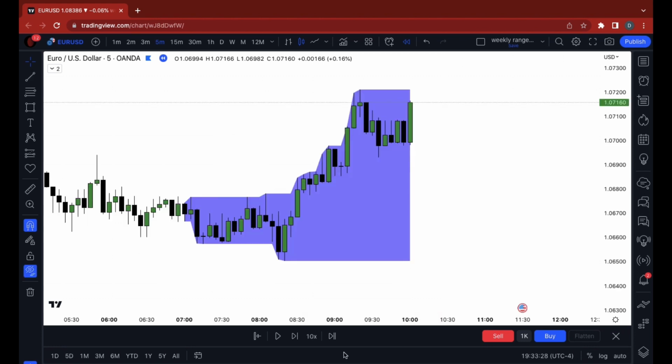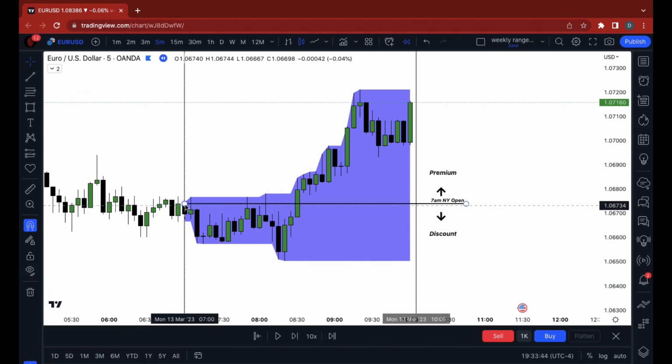For the New York session, using EU, Monday 13th, March 2023. If you're a buyer this day or looking for some type of buy setup, where would you look for the buy during this session? Odds are it will be below the opening price. And let's take a look at what happens. You can see this is 7 a.m., the opening price for the New York session. Anything below is a discount, anything above is a premium. High probability buy scenarios will unfold below the opening price.